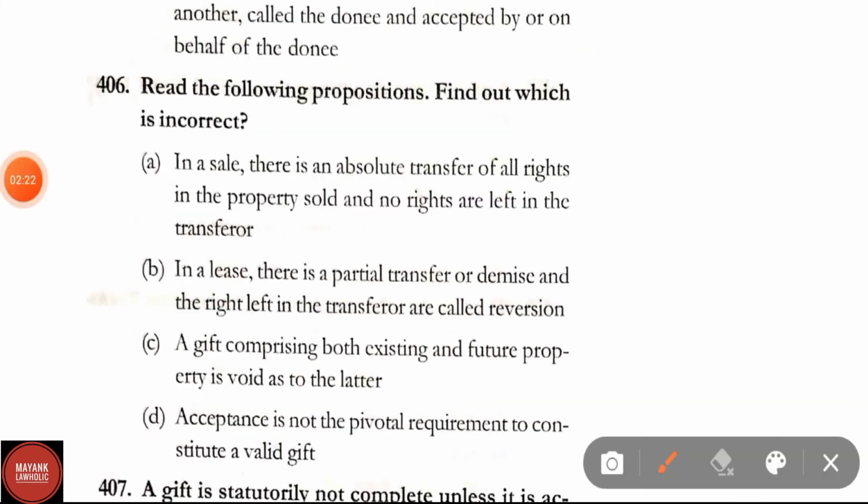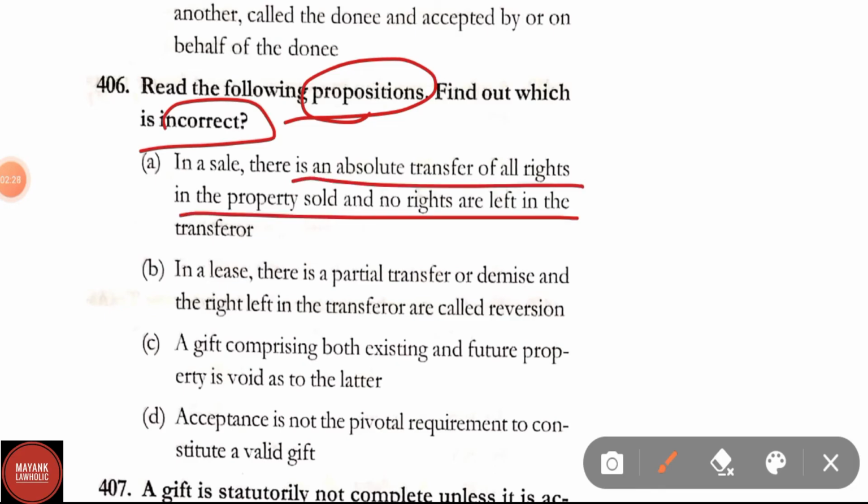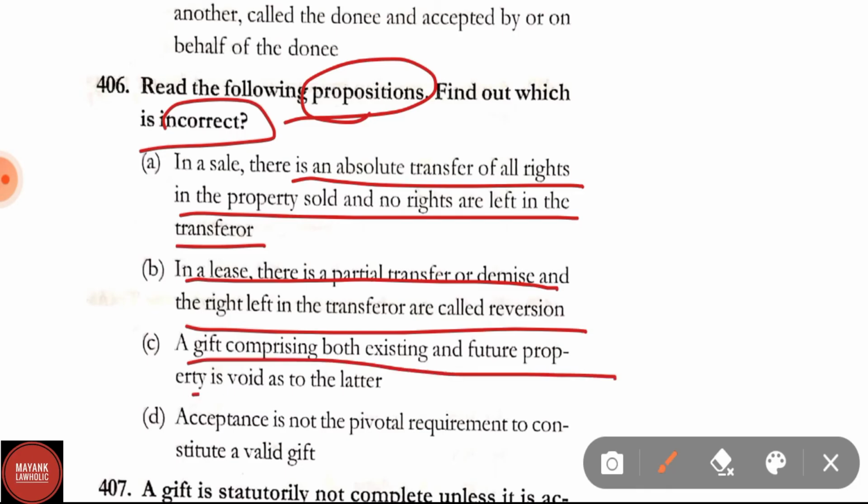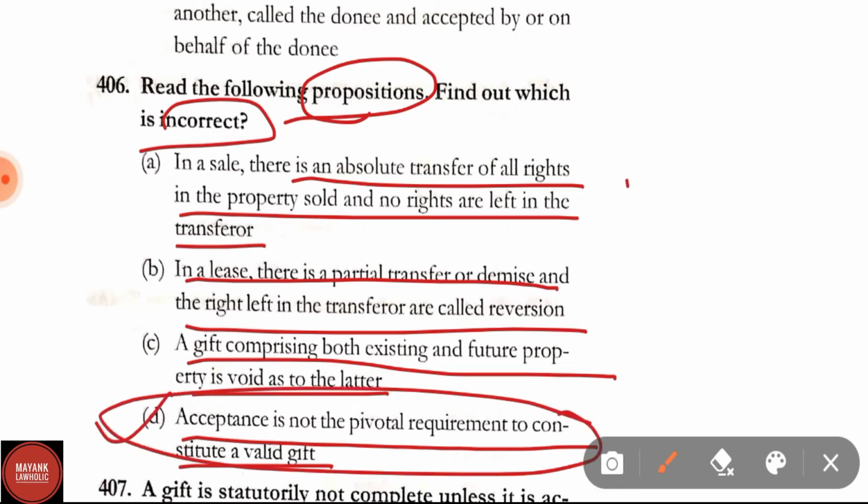Question number 406. Read the following propositions and find out which is incorrect. Option A: in sale, there is an absolute transfer of all rights in the property sold and no rights are left in the transferor. Option B: in a lease, there is a partial transfer or demise and the rights left in the transferor are called reversion. Option C: a gift comprising both existing and future property is void as to the latter. Option D: acceptance is not the pivotal requirement to constitute a valid gift. Here it has been asked which proposition is incorrect. Option D is incorrect, other options are correct. So option D will be the right answer.